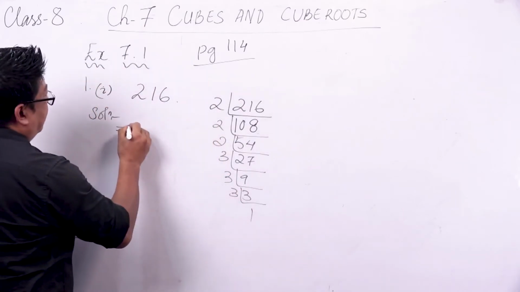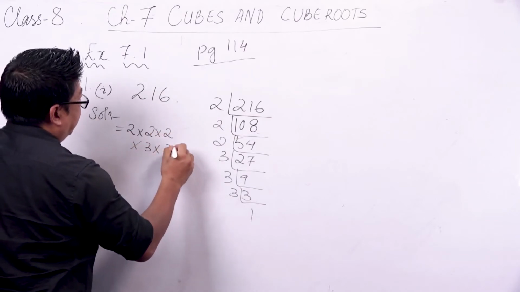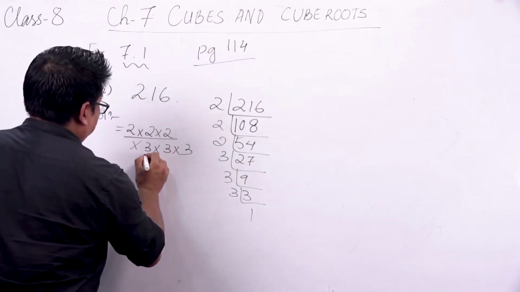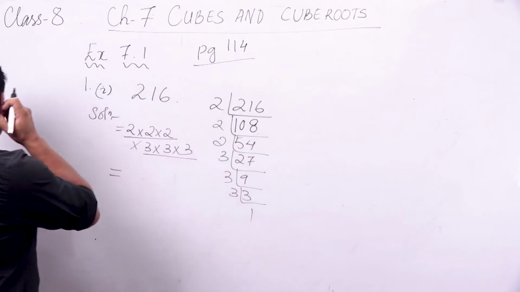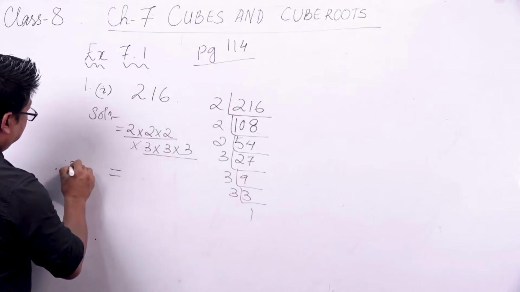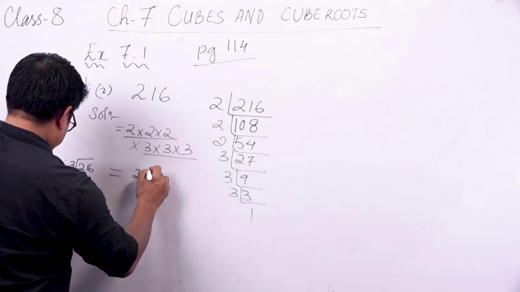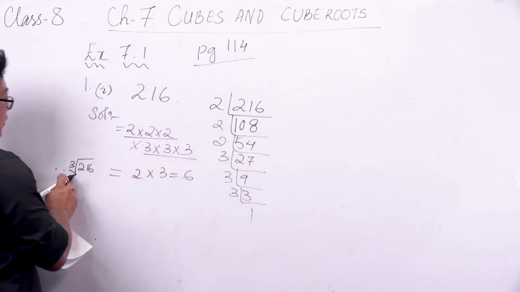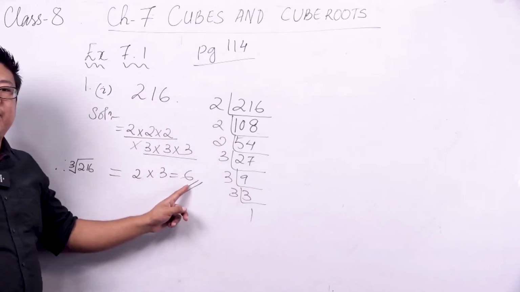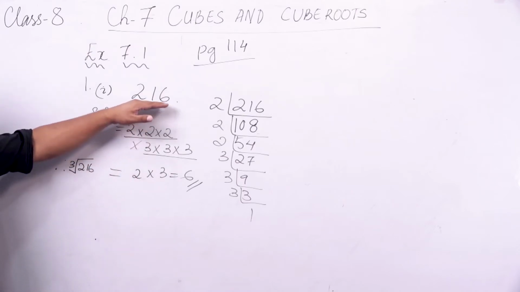So we have 2 into 2 into 2 into 3 into 3 into 3. So we have 3 pairs of 2 and 3 pairs of 3. So we can say that 216 is 2 cubed into 3 cubed. The cube root of 216 is nothing but 6. That means if you multiply 6 three times, you are getting 216. All right. So 216 is a perfect cube.